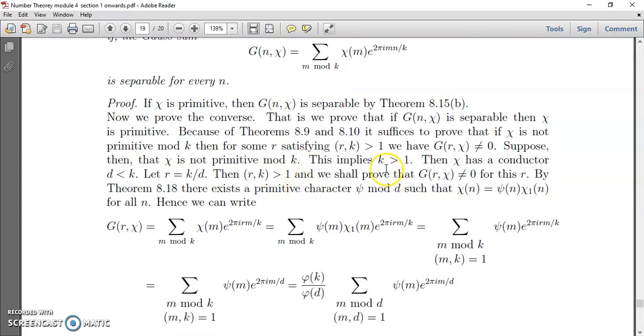This implies k is greater than 1. Then chi has a conductor d less than k.